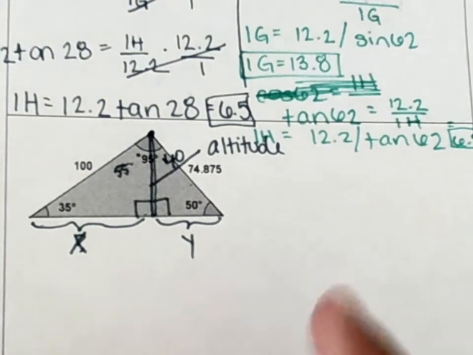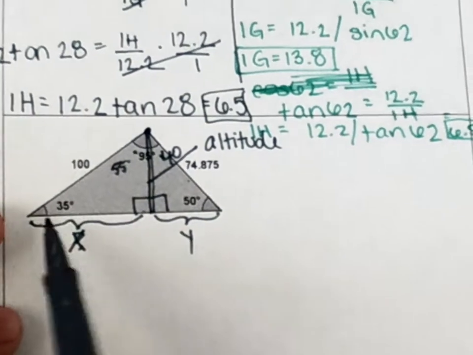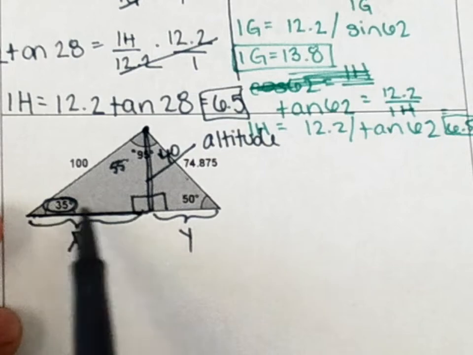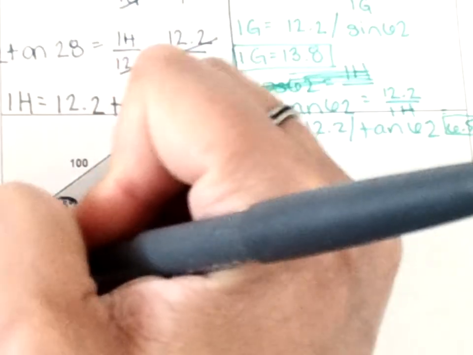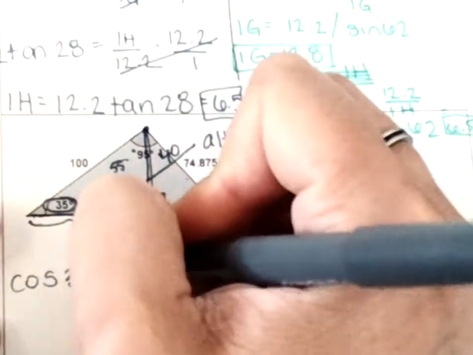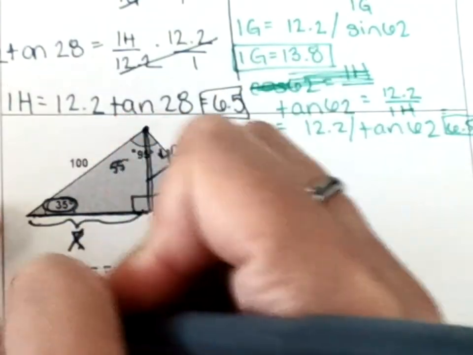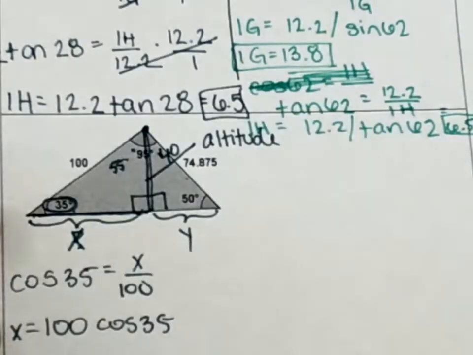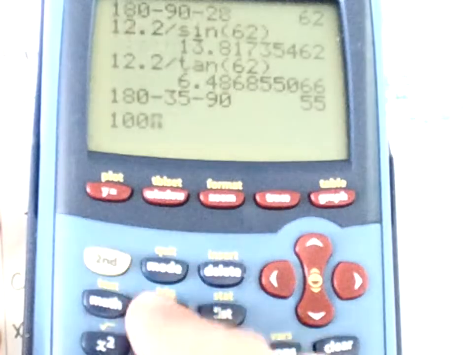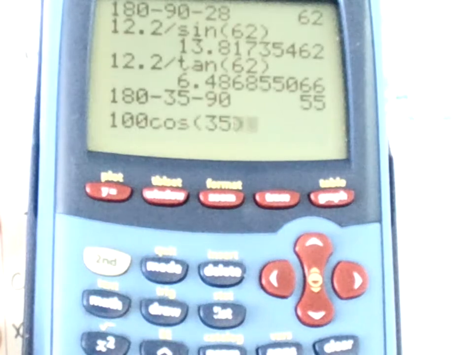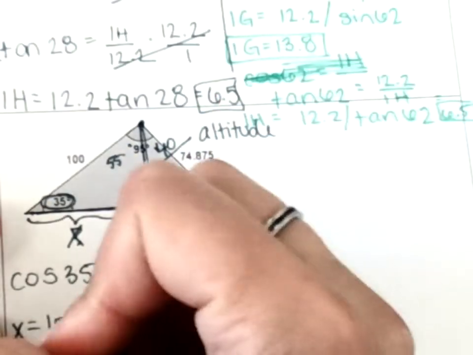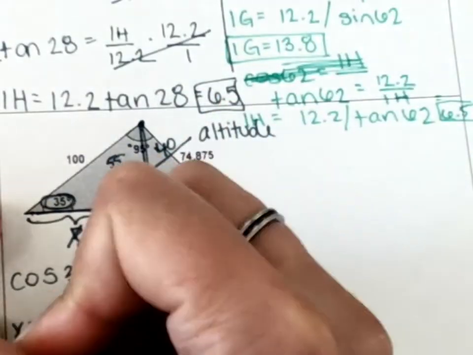I'm just going to choose whatever seems the fastest. So if I want to find this length using this angle, that's adjacent to this angle, so I'm going to use cosine. Cosine of 35 is equal to x over 100, which in other words will be x is equal to 100 cosine 35. So 100 cosine 35 gives me 81.9. So x is equal to 81.9. Okay, that's one length. We still need the other so that we can add them.